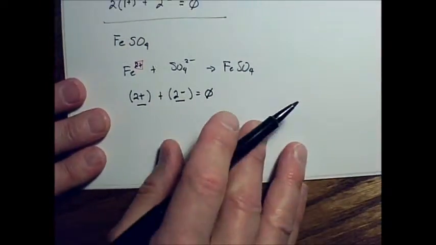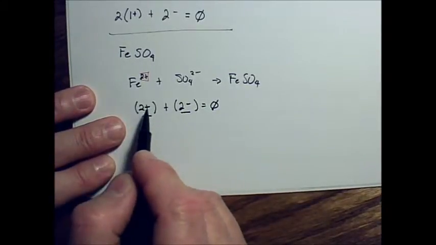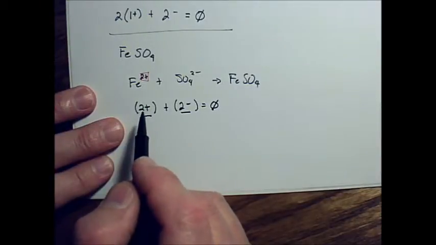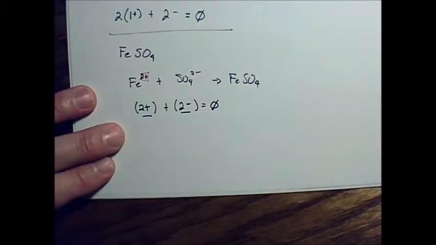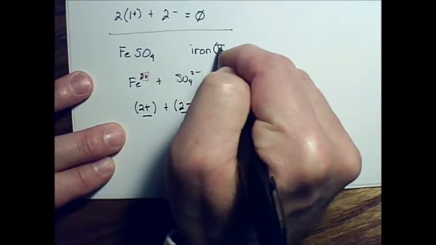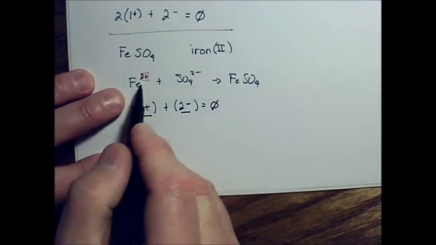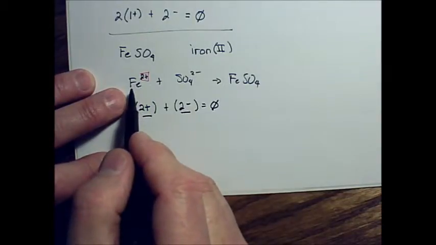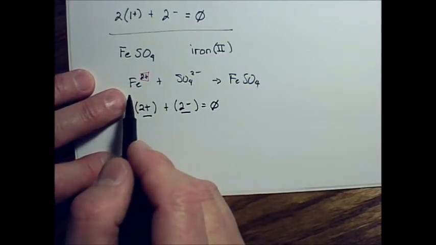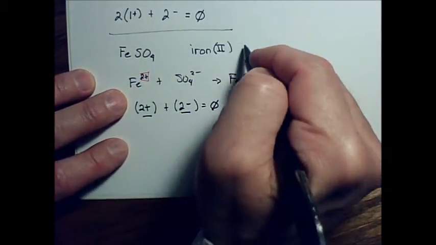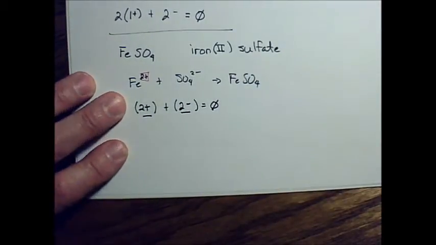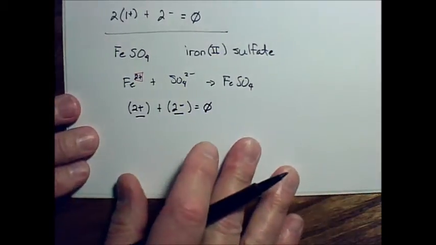Alright? Since this iron has more than one oxidation number, I've got to name it with the oxidation number, and that number becomes a Roman numeral. So this iron is what kind of iron? Iron, Roman numeral 2. Because iron has more than one oxidation number, I have to name the iron with the oxidation number. Okay? And then we just put sulfate on the end because that's the name of the polyatomic ion. Iron 2 sulfate. Alright, does that make sense?